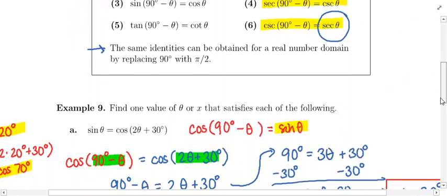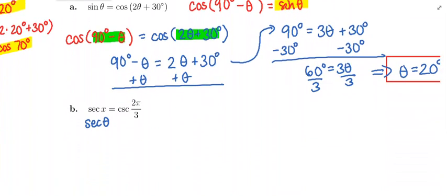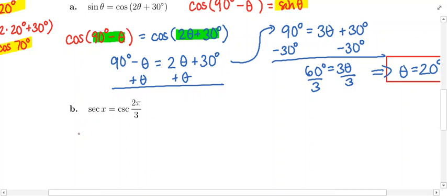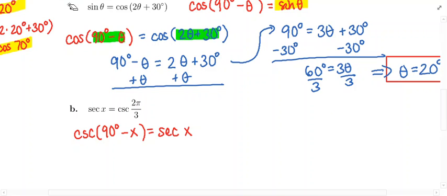So we're going to get that the cosecant of 90 degrees minus x is equal to the secant of x. So that is formula 6. Another thing I need to do before I can apply this formula is notice that I'm in radians because of the 2 pi over 3. So I'm going to change 90 degrees to pi over 2. I have to do that. All right, so this is the formula that we're going to apply here.